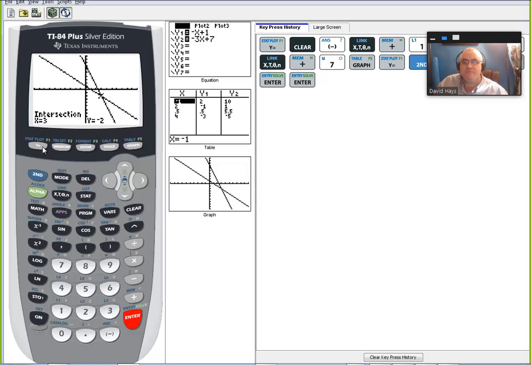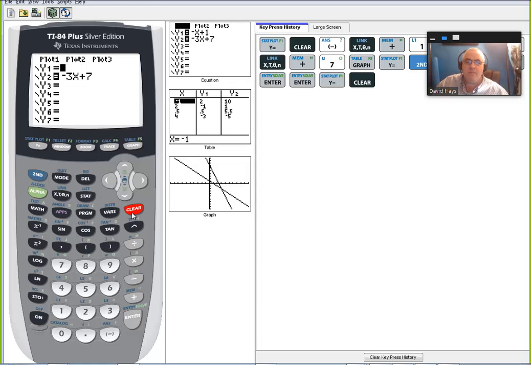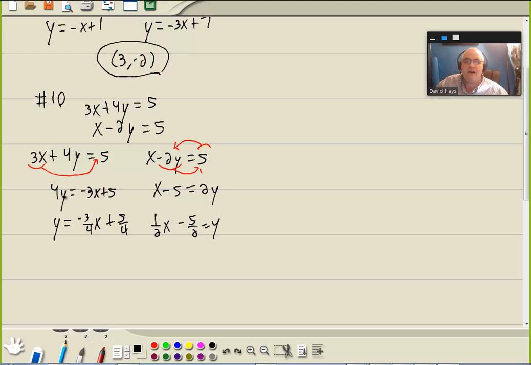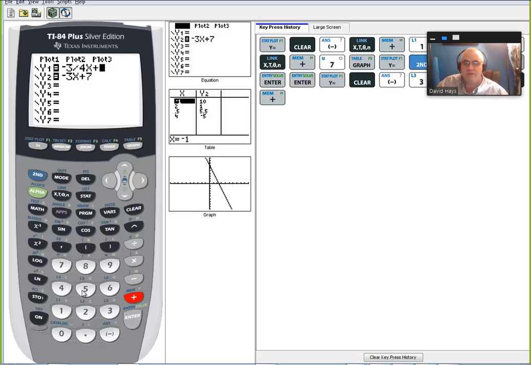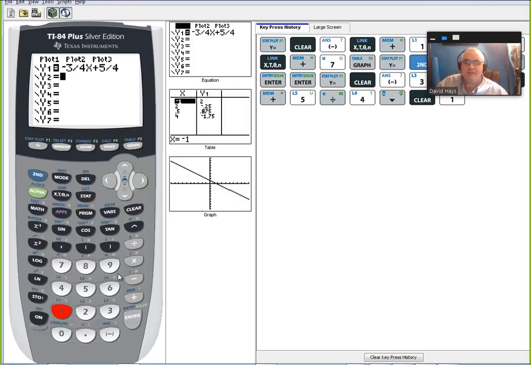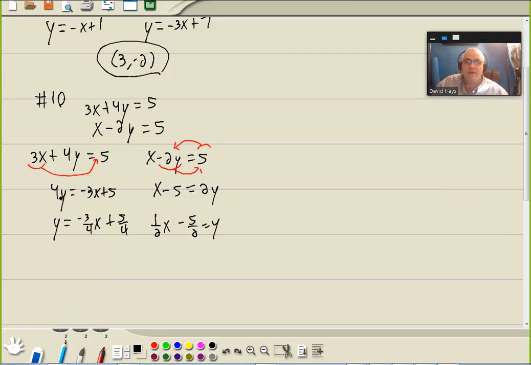So press y equals clear. And I got negative 3/4 x plus 5/4. Then I'll go down to y2, press clear on that. Then we got 1/2 x minus 5/2.